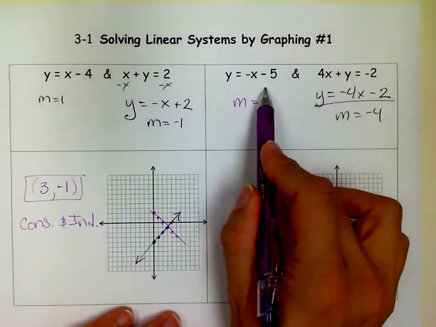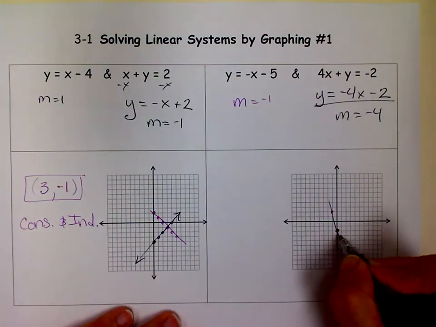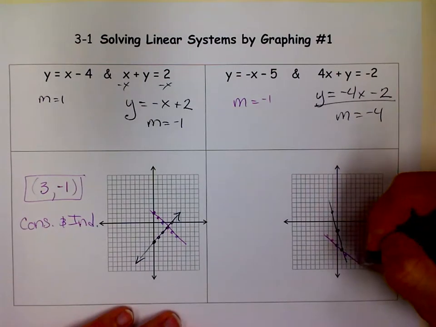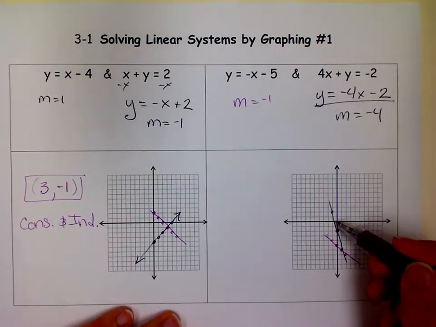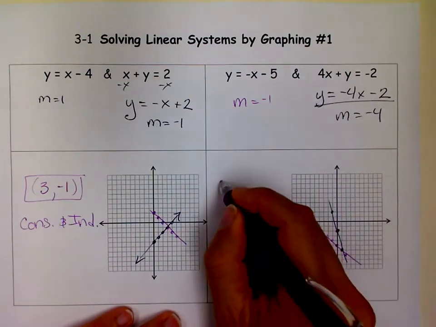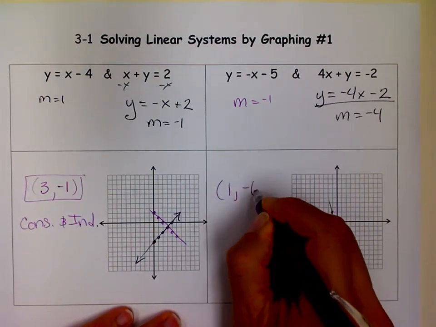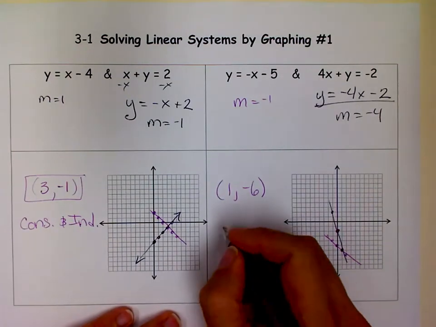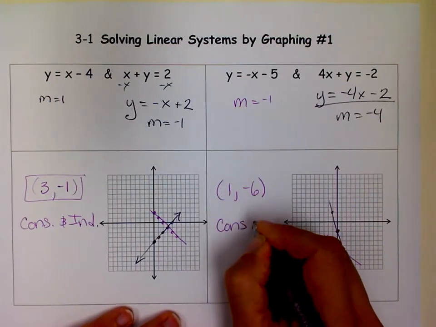And now I'm going to graph this one. My y-intercept is negative 5, and my slope is negative 1. We can see where they're going to intersect there. We know it's 1 over and 6 down. So our answer is 1, negative 6. And since it had one solution, again, that's consistent and independent.